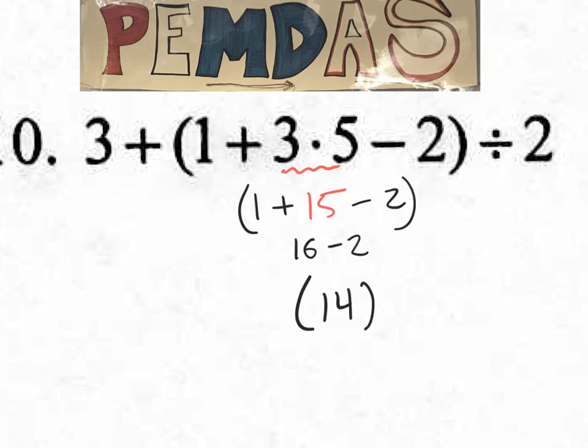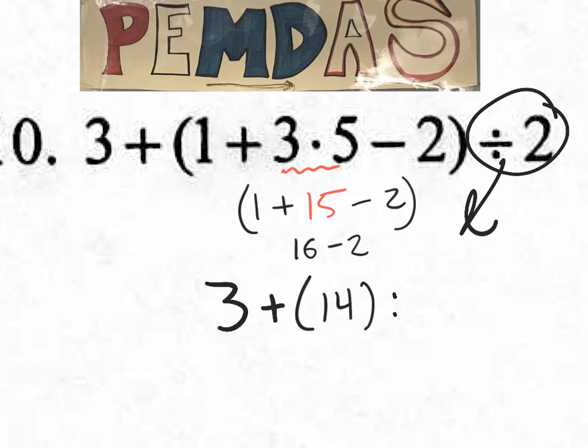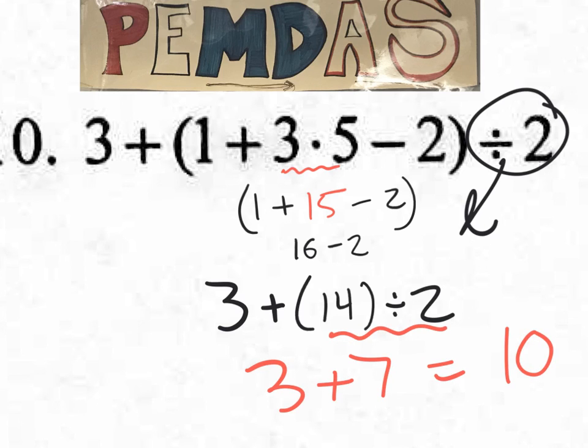Let's rewrite everything else. I have a plus 3 out here in front of the parentheses. There's my plus, there's my 3. I have a divided by 2 at the end. I'll put a divided by 2 at the end. So what do I do first now? Do I add or do I divide? Divide. What's 14 divided by 2? 7. We really have 3 plus 7, which is 10. We are done.